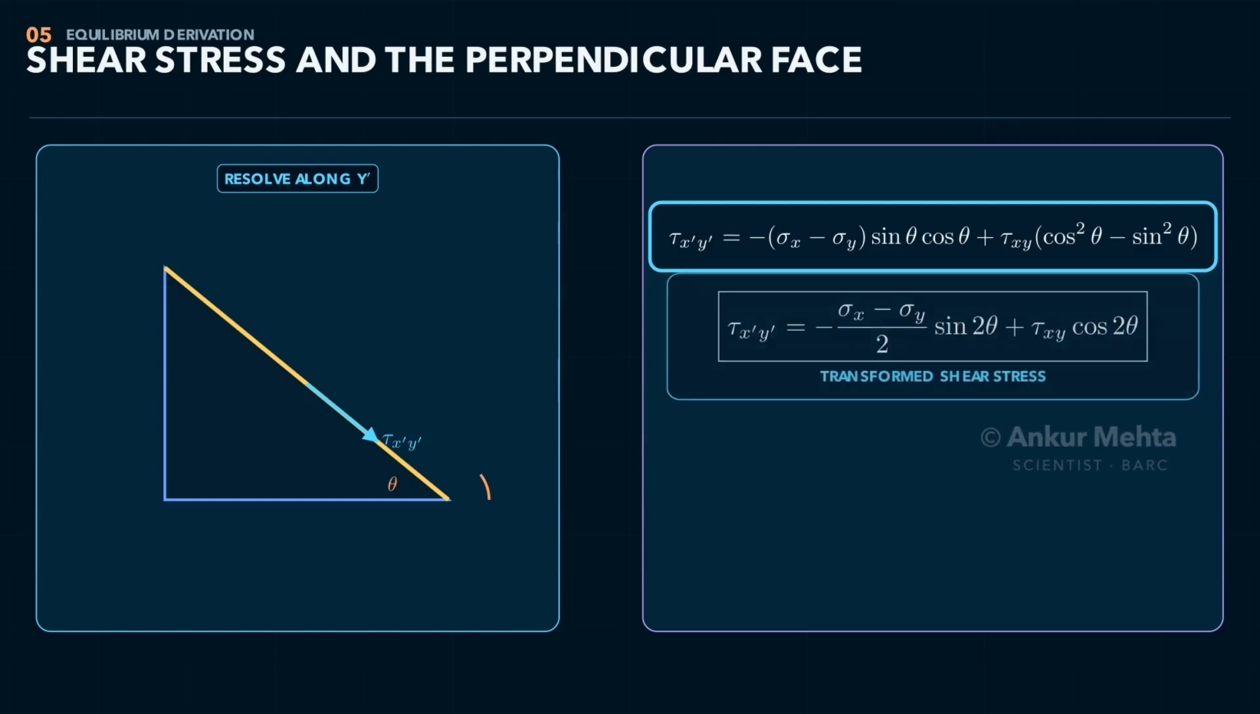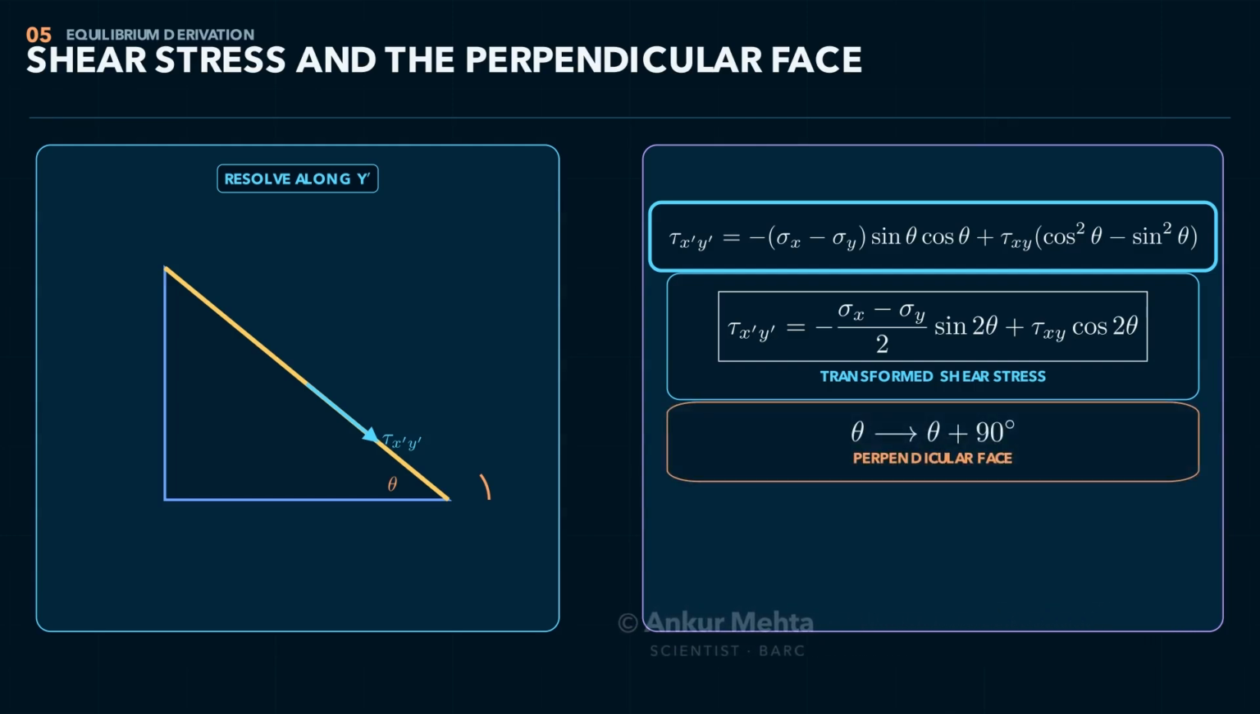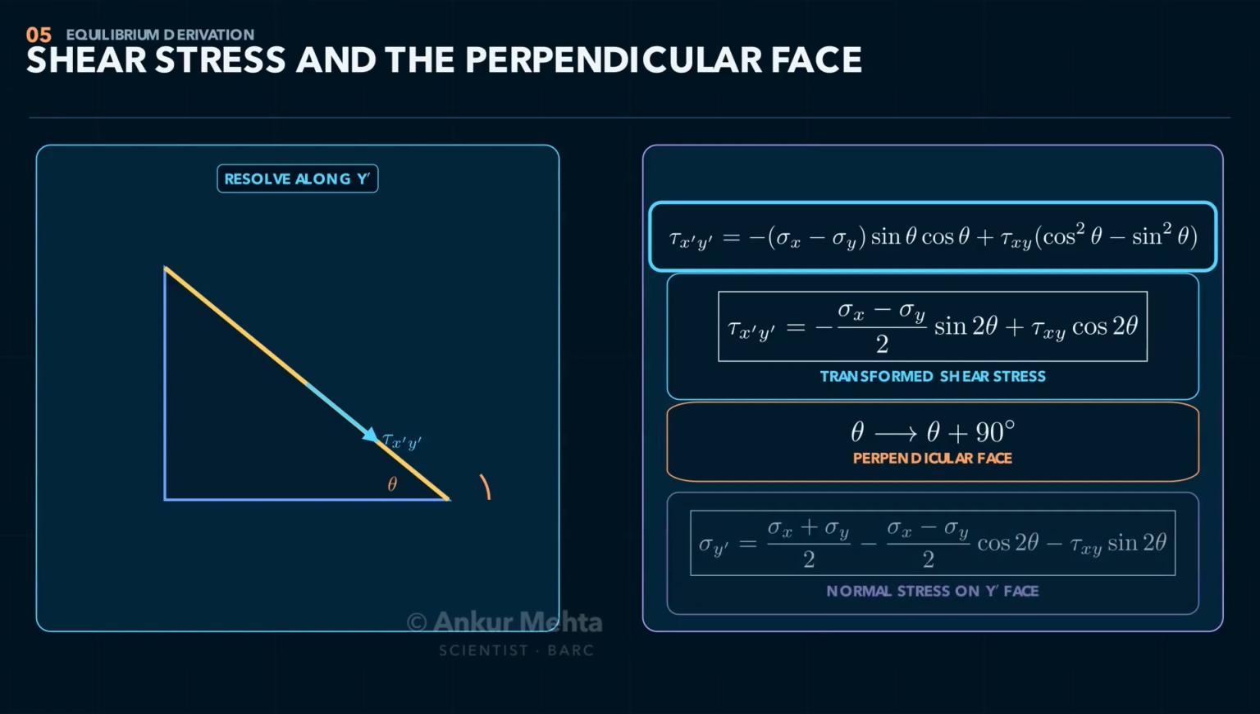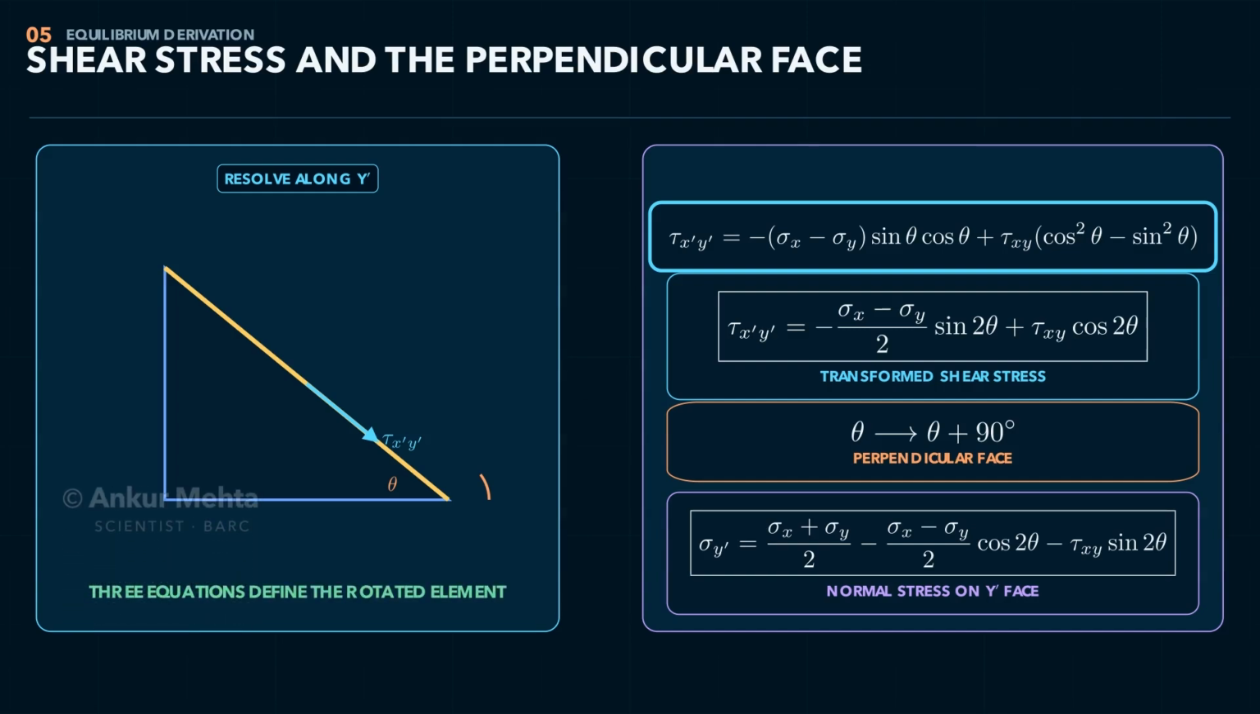To obtain the normal stress on the perpendicular face, replace theta in the sigma x prime equation by theta plus 90 degrees. Both double angle terms change sign. Therefore, sigma y prime equals the average normal stress minus the stress difference term times cosine 2 theta minus tau xy sine 2 theta. Together, these three equations completely describe the rotated two-dimensional stress element.